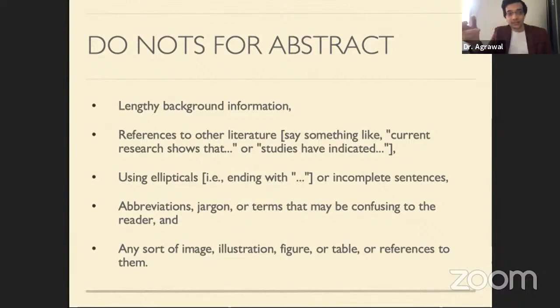And avoid any abbreviations, jargon, or terms that may confuse the reader. Someone who is just reading your title and abstract does not have enough time to think about what you mean, because you are using complicated words that you got from your thesaurus. You are also not allowed to have any images, illustrations, tables, or references in the abstract. So make sure you have that in mind before you start writing it.